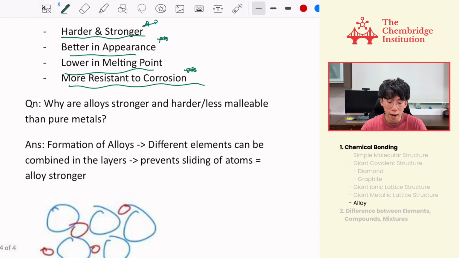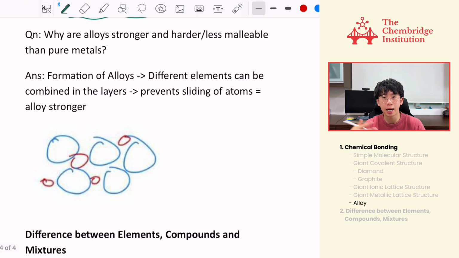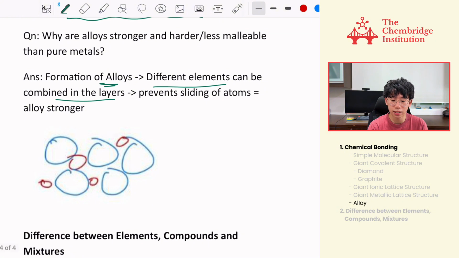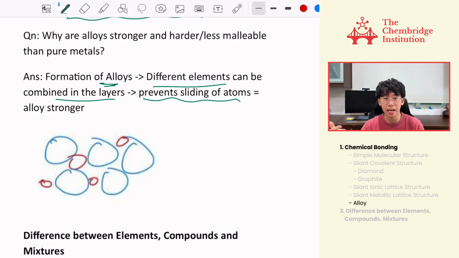Now, the question is, why are alloys typically stronger and harder, or less malleable, than your pure metals? Because when you mix other elements with the metal itself, these atoms tend to have different sizes. When you form these alloys, these different elements are combined in the layer, but because they have different sizes, it's actually harder to slide the atoms. Because of that, your alloys tend to be stronger or less malleable because the atoms cannot slide.